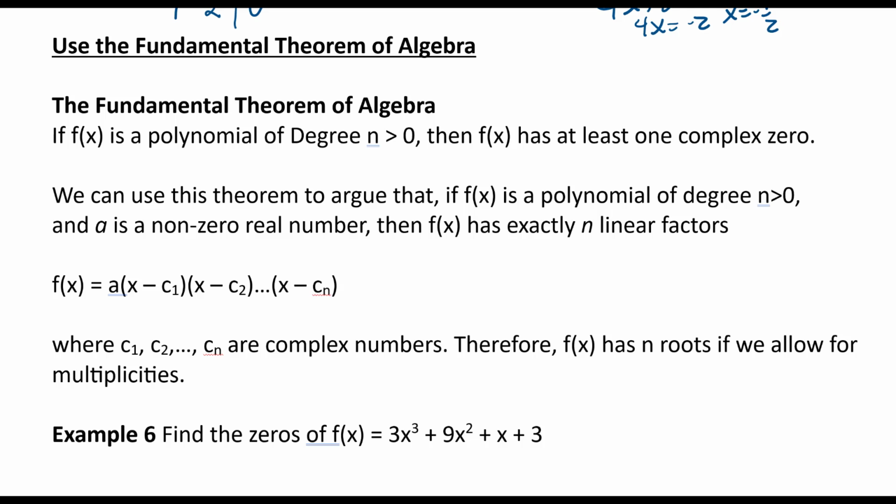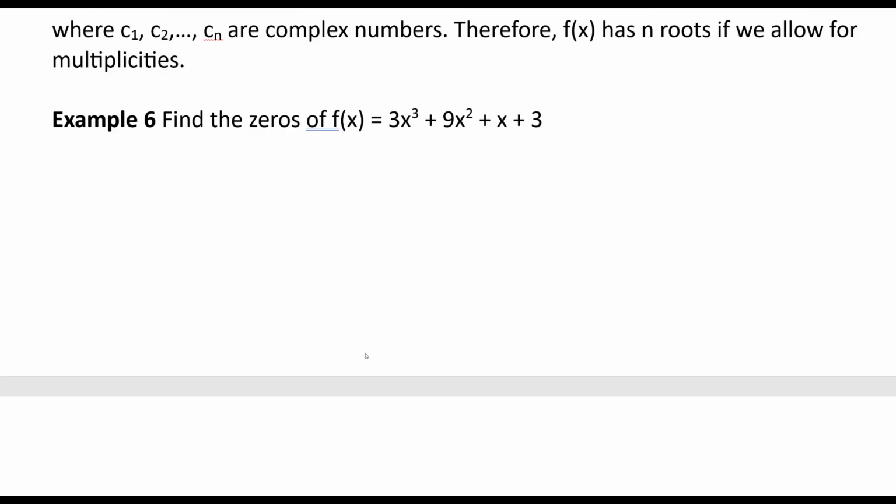Therefore, f of x has n roots if we allow for multiplicities, meaning x minus 1 times x minus 1 times x minus 1 can occur. In the last problem, we had x equals negative 1/2 occur twice, so that's a multiplicity of 2. So if we allow for that, any polynomial of degree n has n factors. So kind of a cool principle. You might have already thought that happened. I think we've probably talked about it in other videos if you watch my other videos. So let's see about this one.